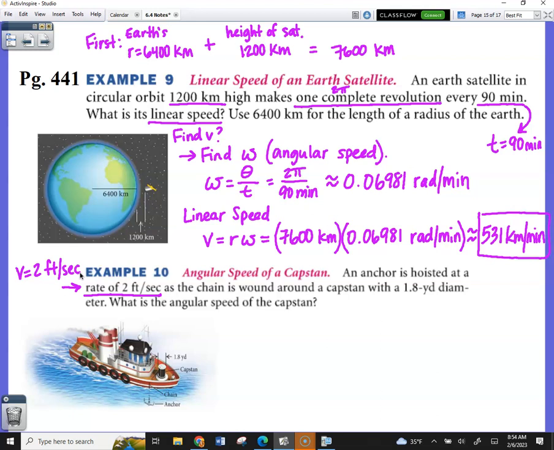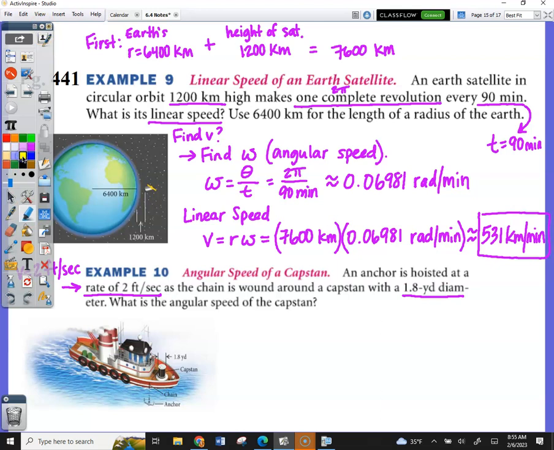Okay, and then they're also telling you that the capstan is a 1.8 yard diameter. Where's the catch? That's the catch here. They're telling you the rate that it's coming in at feet per second, but then they say, hey, by the way, the diameter of it's in yards. So you do need to change. It would be easier to change the diameter from yards to feet. So if the diameter is 1.8 yards, I want the radius, what would it be?